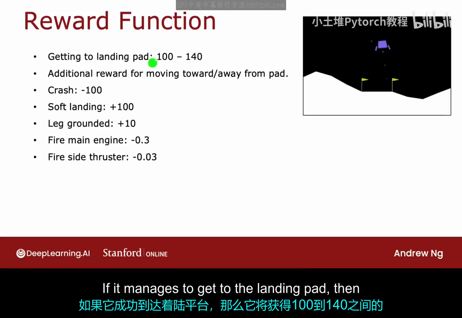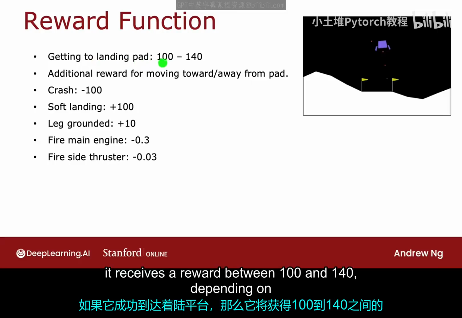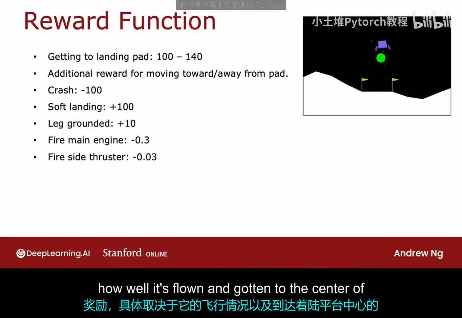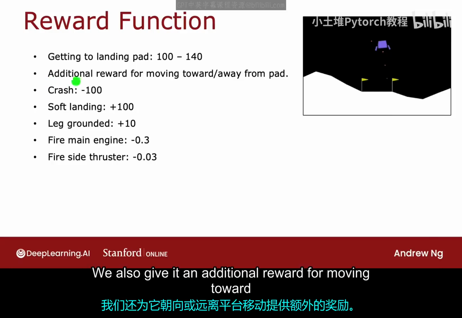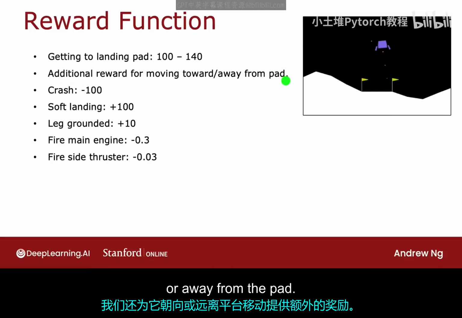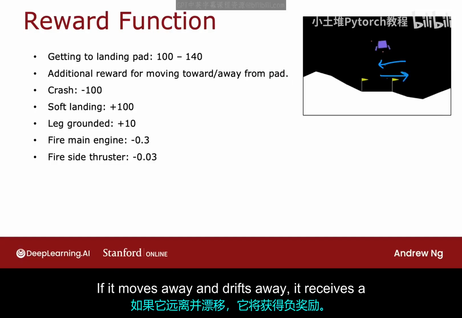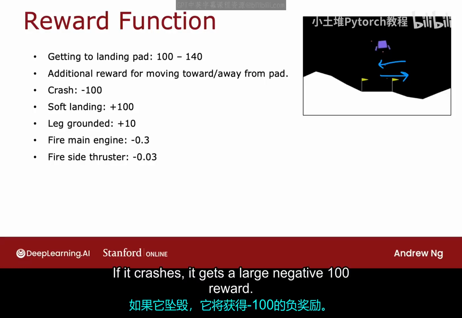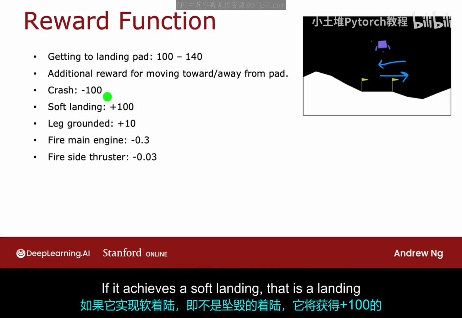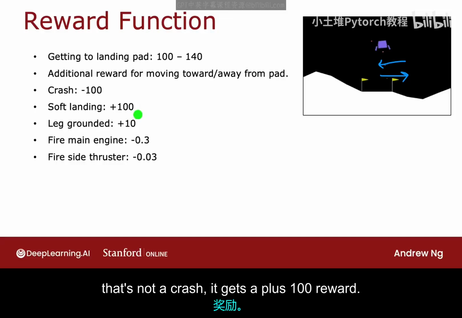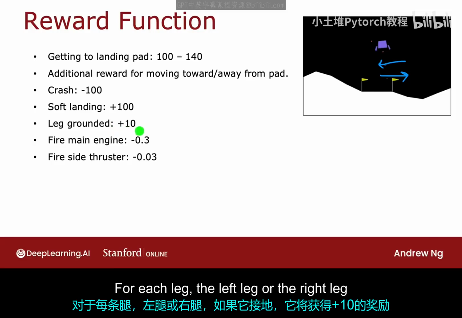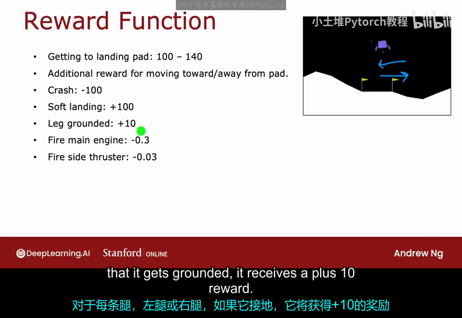Finally, here's the reward function for the lunar lander. If it manages to get to the landing pad, then it receives a reward between 100 and 140, depending on how well it's flown when it gets to the center of the landing pad. We also give it an additional reward for moving toward or away from the pad. So if it moves closer to the pad, it receives a positive reward. If it drifts away, it receives a negative reward. If it crashes, it gets a large negative 100 reward. If it achieves a soft landing, that is a landing that's not a crash, it gets a plus 100 reward. For each leg, the left leg or the right leg, that gets grounded, it receives a plus 10 reward.